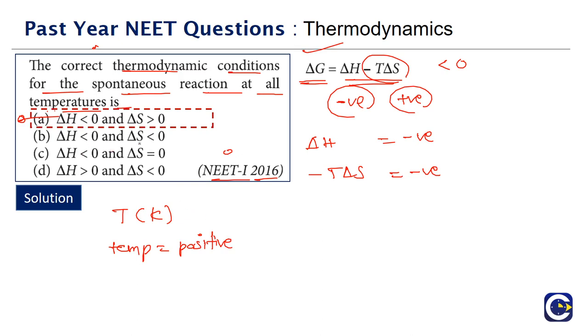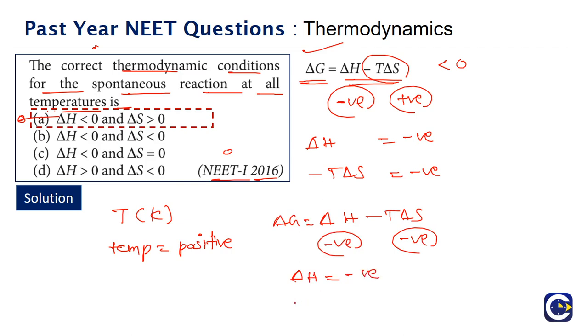Delta H is negative, delta S is negative. See, if you look at the expression, delta H minus T delta S, this is the del G. If this is negative and this is also negative, now what we see is the first term is negative. The second term is minus T delta S. The second term is coming as what?